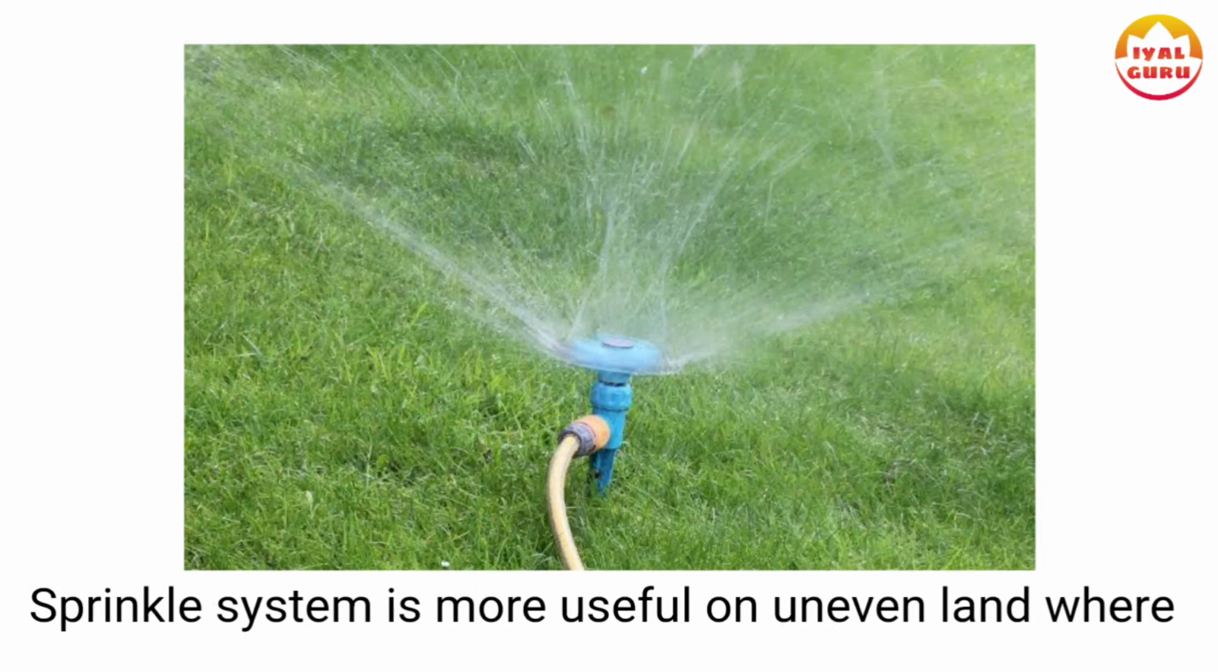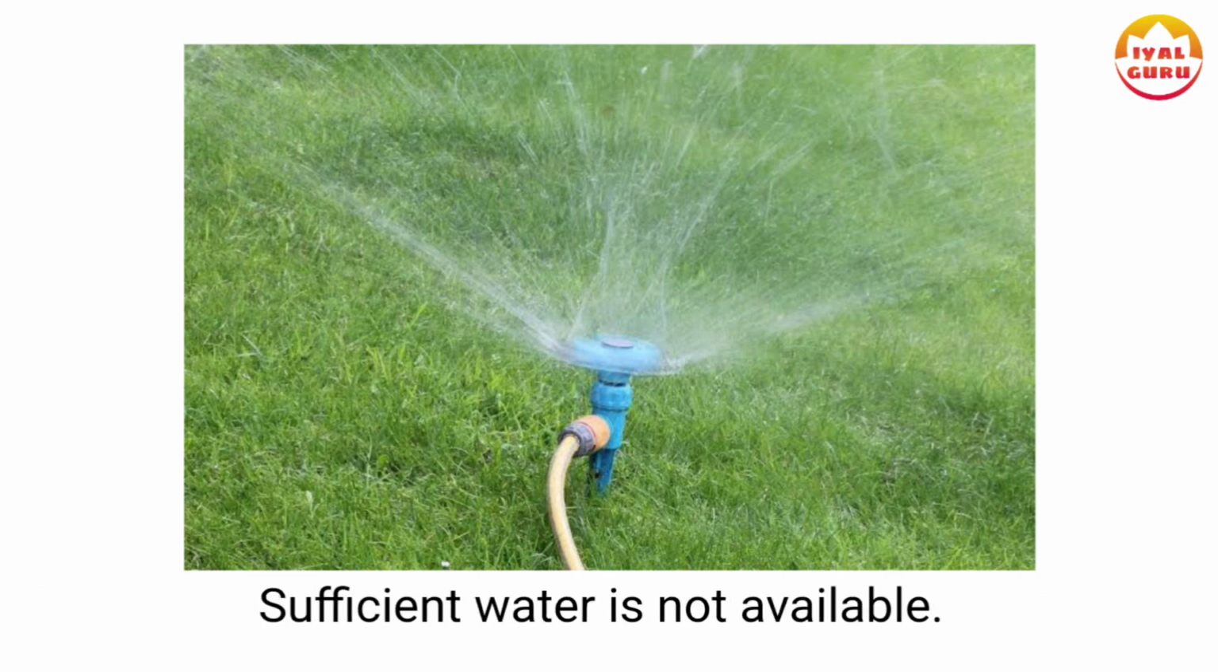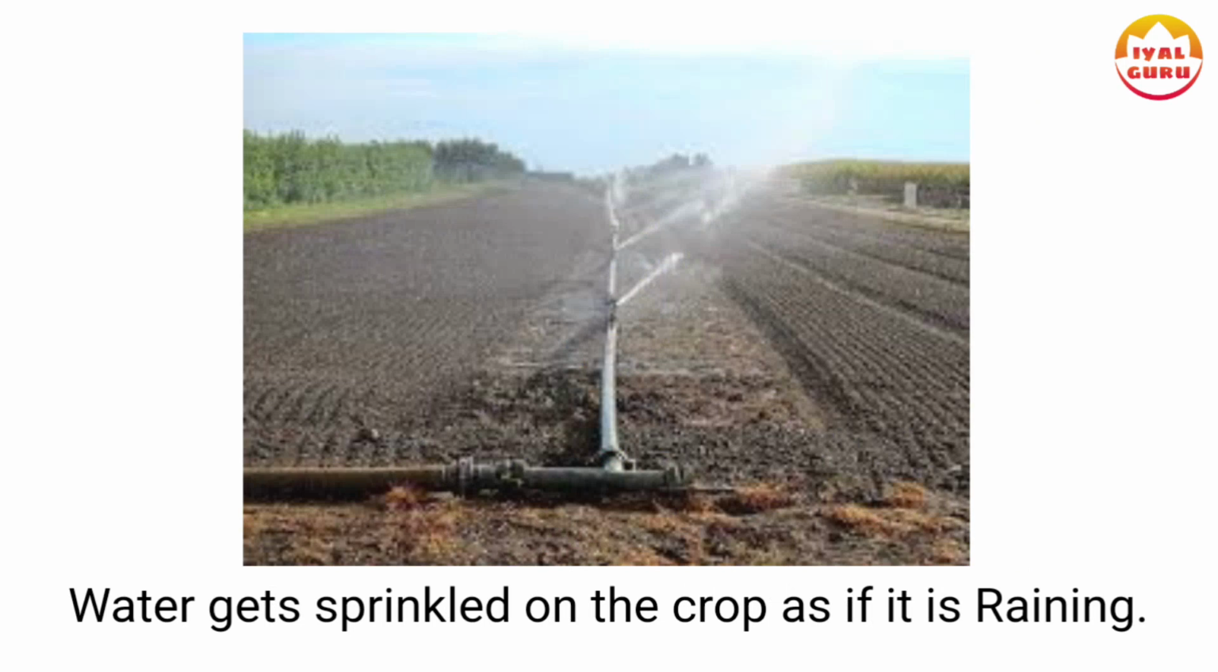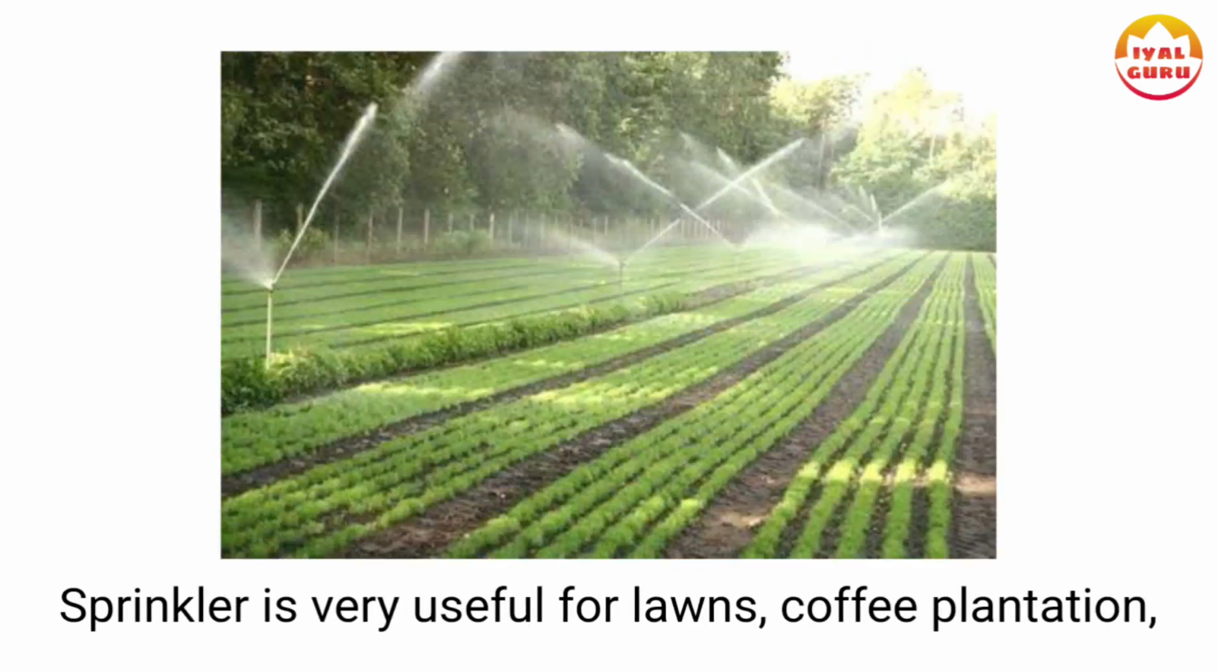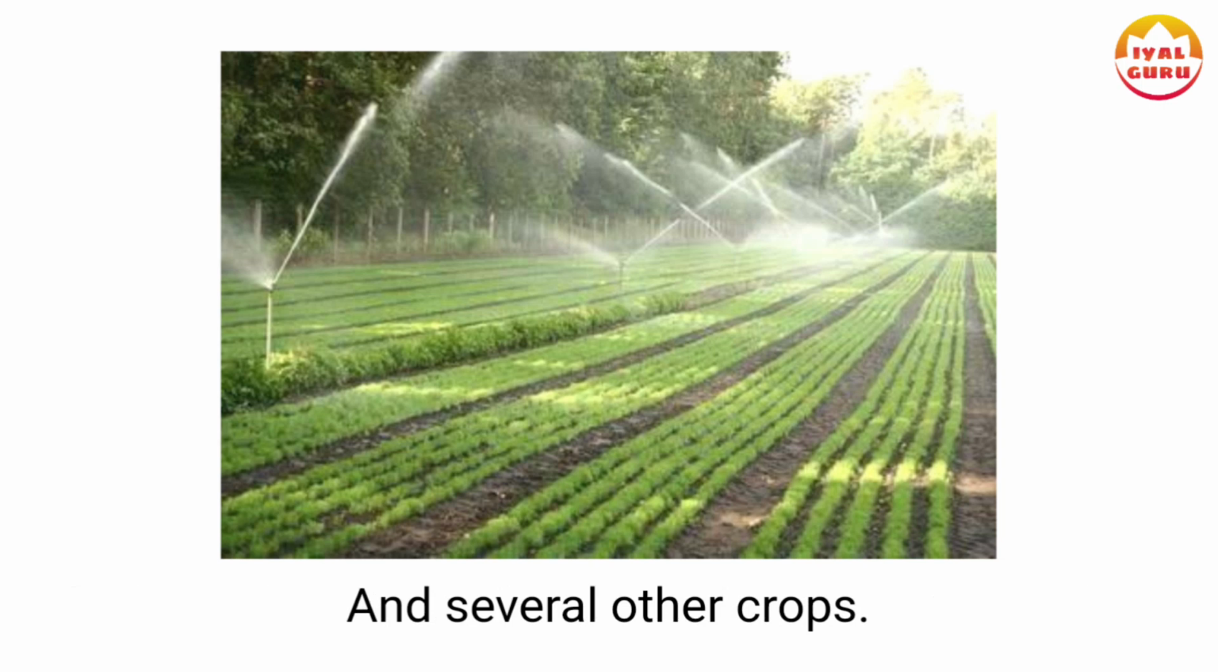Sprinkler system is more useful on uneven land where sufficient water is not available. Water gets sprinkled on the crops as if it is raining. Sprinkler is very useful for lawns, coffee plantations and several other crops.